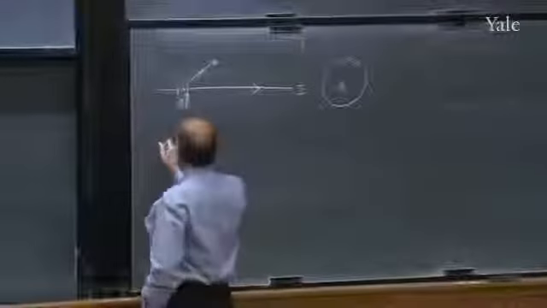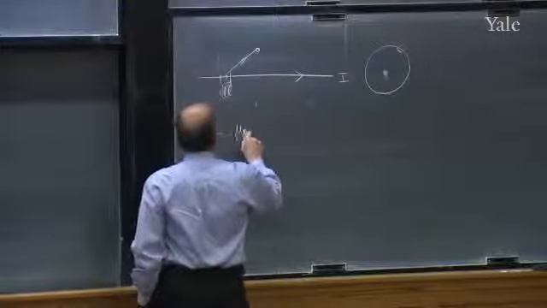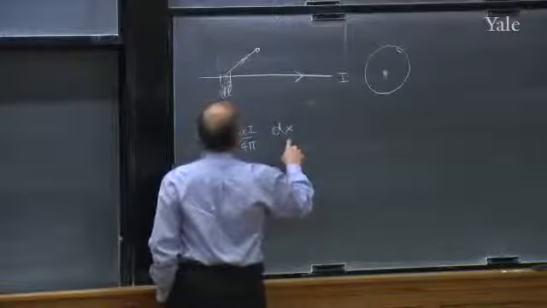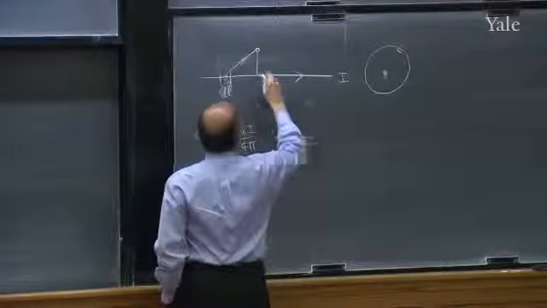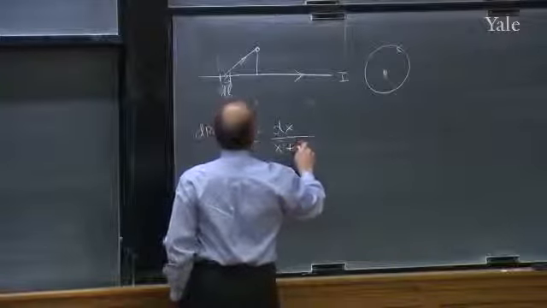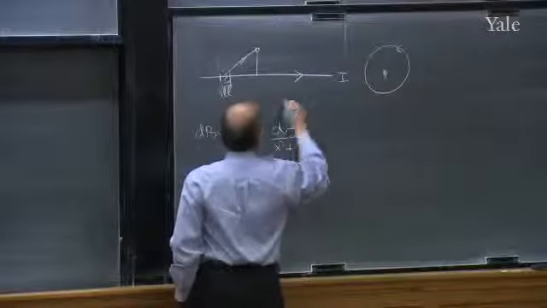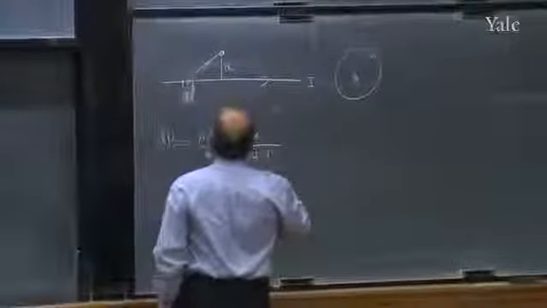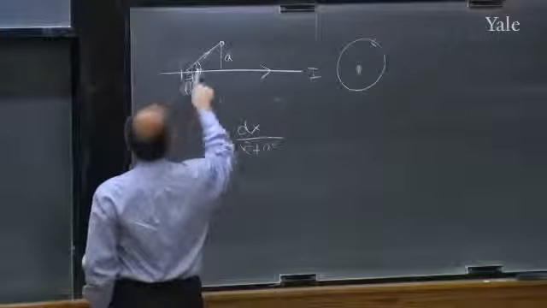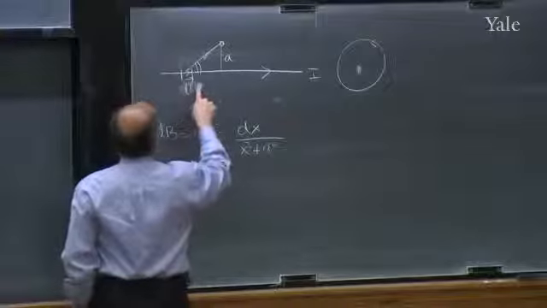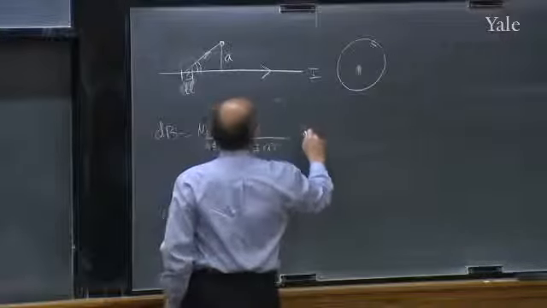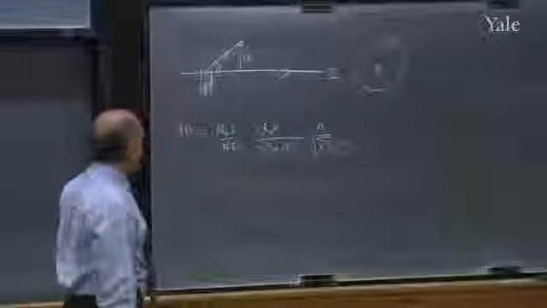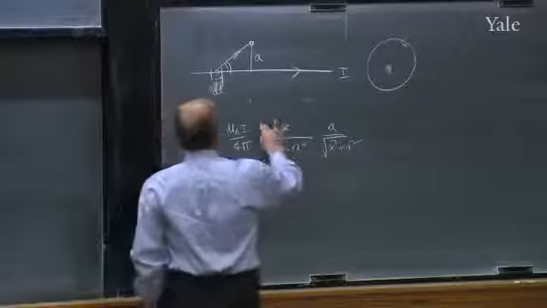So you go back to the famous law, dB equals mu 0 I over 4 pi times dl, which is just dx, divided by x squared plus a squared. Let's say the distance is a. Then you need the sine of the angle between the separation vector and the segment, and sine theta is a divided by the square root of x squared plus a squared. Then the integral of dB is the integral of all these guys.